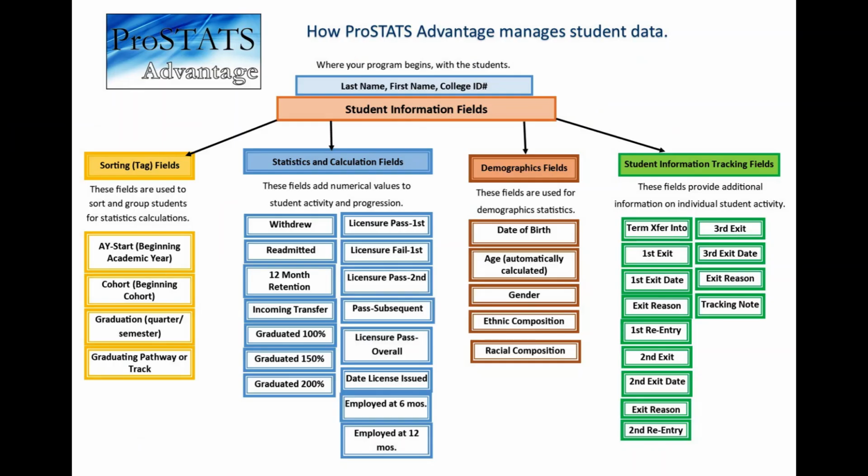ProSTATS Advantage works by using a series of fields attached to the student name to sort the students into beginning academic year, beginning cohort, graduation cohort, and graduating pathway or track. The statistics and calculation fields, using a series of checkboxes, add a numerical equivalent to the student's progression in the program. The demographic fields maintain the demographic information for each student and use this information to calculate student demographics by cohort. The student information tracking fields provide additional information regarding the student's time in the program.